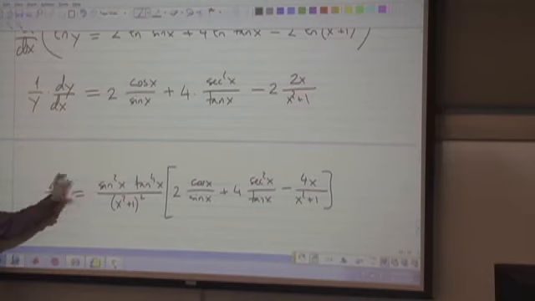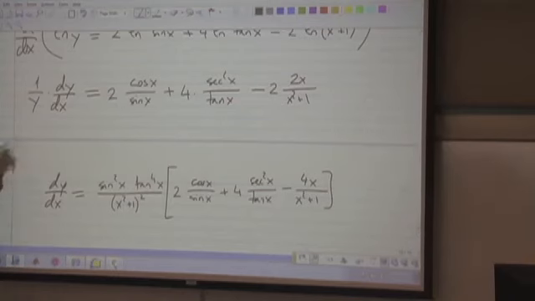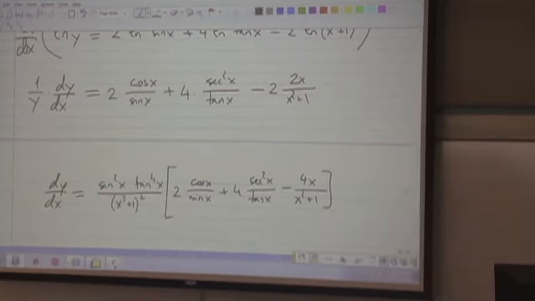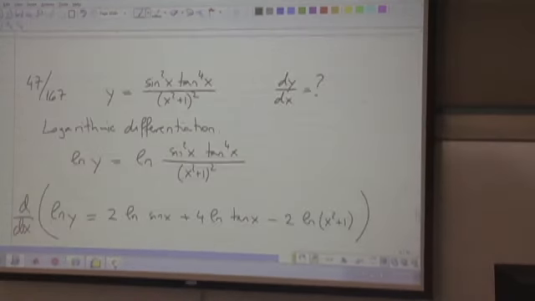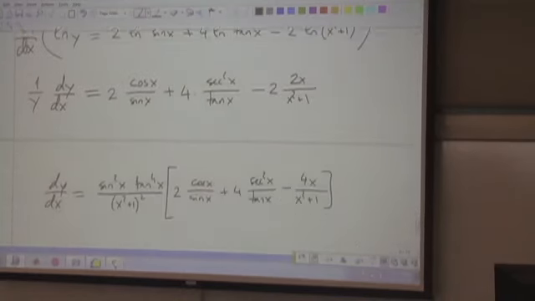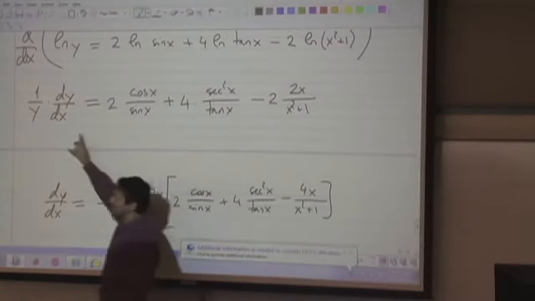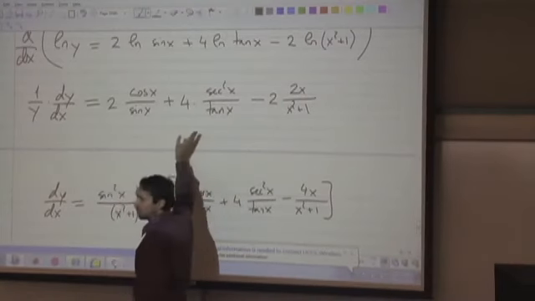Where did we get the original equation back from? It started off, that's what we started off with. We started off with y equals sine squared tangent to the fourth. And then on the bottom of this page, right before I started the new page, I have 1 over y times dy over dx equals all this mess.